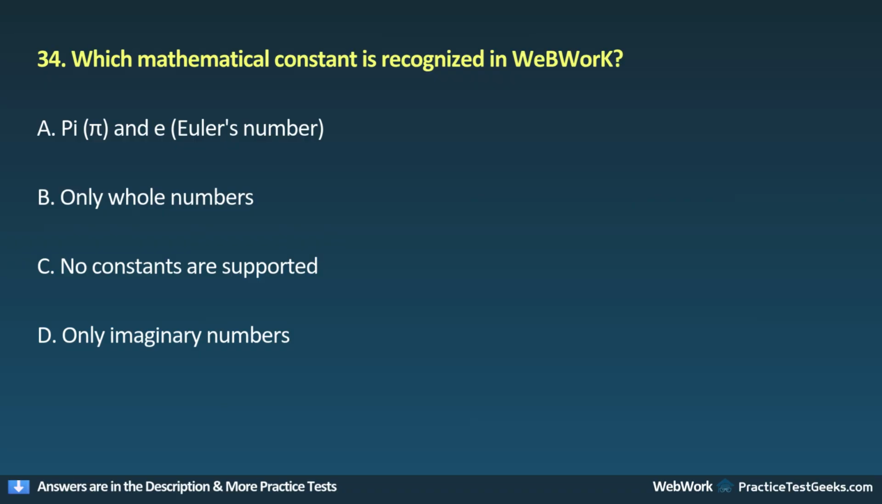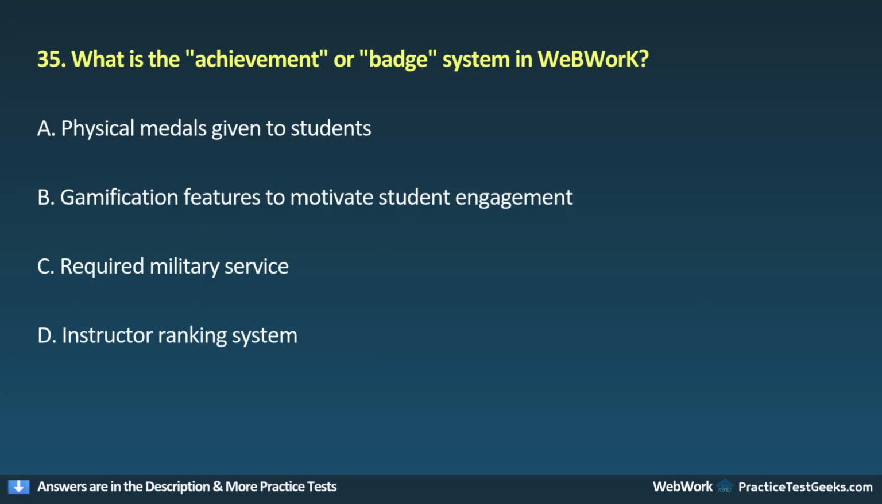34. Which mathematical constant is recognized in WeBWorK? A. Euler's number. B. Only whole numbers. C. No constants are supported. D. Only imaginary numbers.